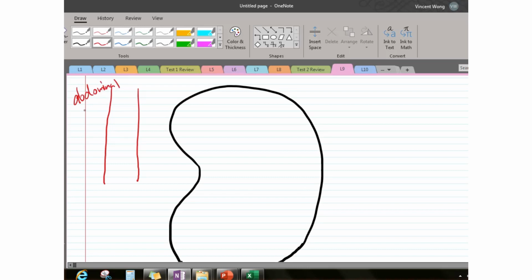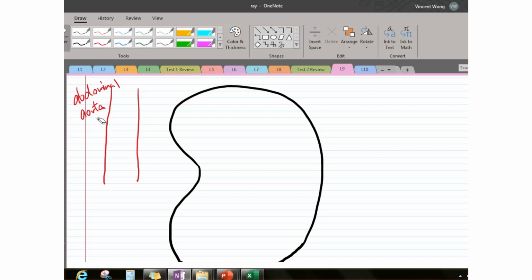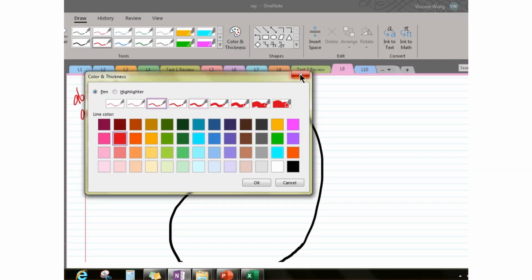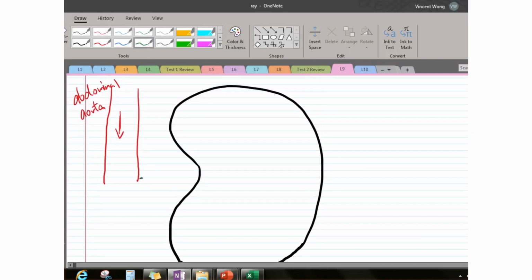Abdominal aorta. The aorta is the one that comes directly out from the heart, but once it enters the abdominal cavity, we call it the abdominal aorta. So the blood comes down, and I'm going to switch color here, to green. It's going to branch and become the renal artery.